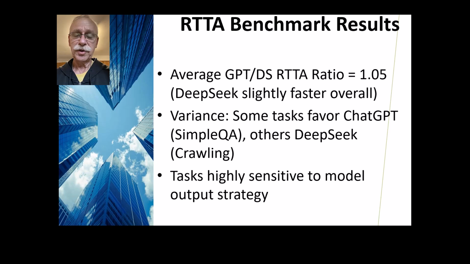Now let's look at the numbers. In some tasks, like simple QA, ChatGPT was 55% faster. In others, like internet crawling, DeepSeek pulled ahead. The average RTTA ratio, calculated as GPT time divided by DeepSeek time, was 1.05, meaning DeepSeek was about 5% faster overall. But the variation was wide. Some tasks showed ChatGPT was nearly 2x faster, others favored DeepSeek. It all depended on how the models handle complexity, streaming, and back-end optimization.